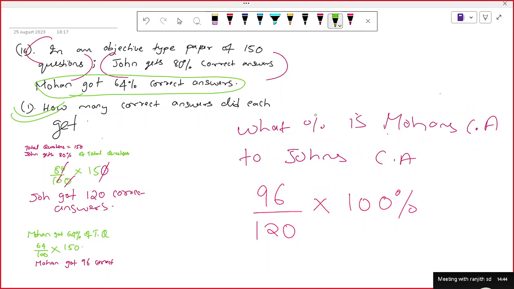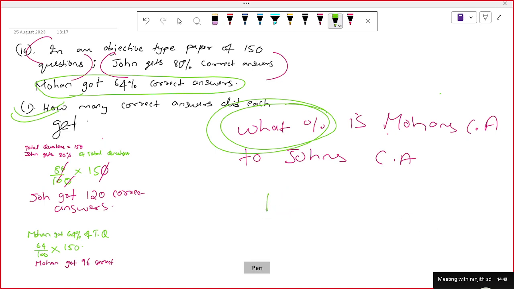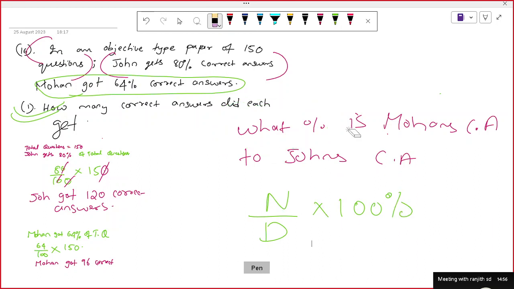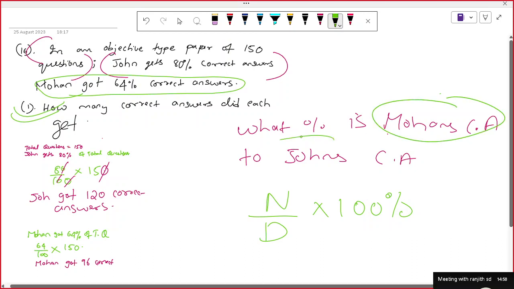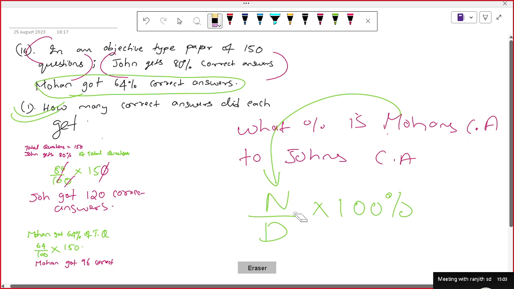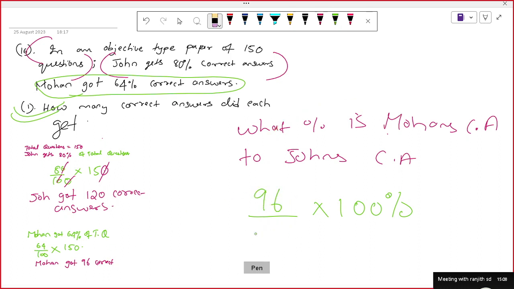Look, even from the question, what percent? You have to find the percentage. And how do you find percentage? Numerator divided by denominator into 100%. Okay, we need a numerator and we need a denominator. Two values are given, and in that the first value is Mohan, so that is the numerator. What is Mohan's value we found out? How many marks? 96 divided by John, 120. Okay, what is Mohan's correct answer to John's correct answer?